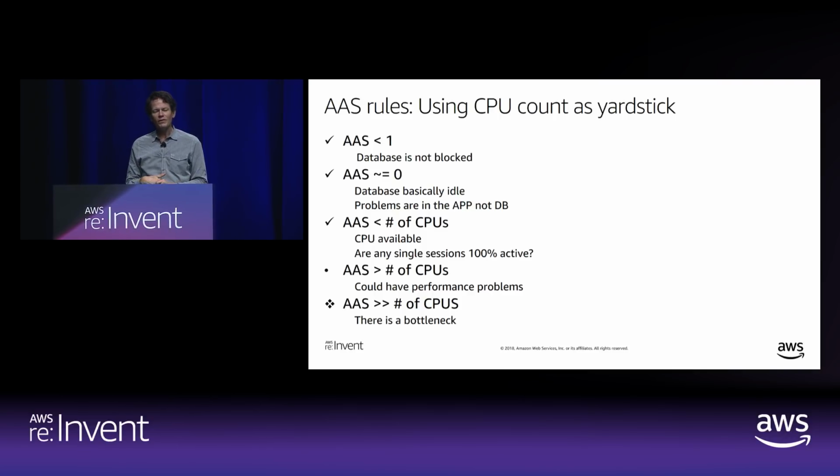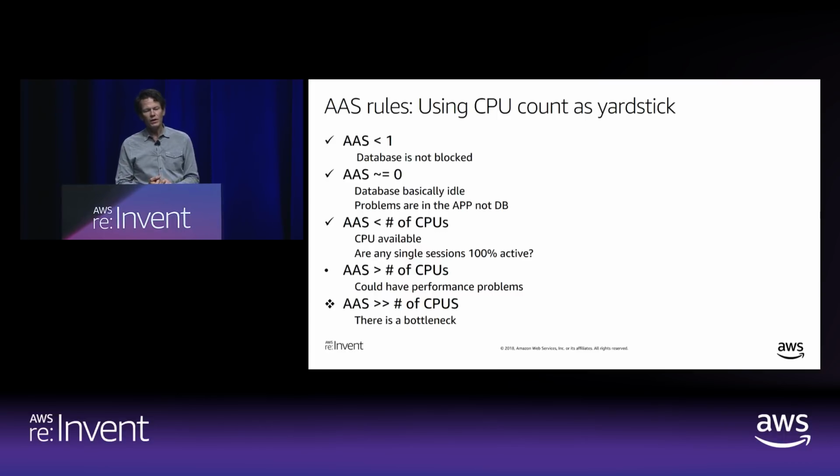The third point, whenever AAS is less than the number of CPUs or vCPUs, there's CPU available on the machine. And this is specific to RDS, because in RDS, the only thing running on your host is the database. And so all the CPU is basically available to your database. And if your database isn't using it at all, then there's CPU available. Now, if you're on premises or something, you might have some other applications on the machine using the CPU, and you need to take that into account.